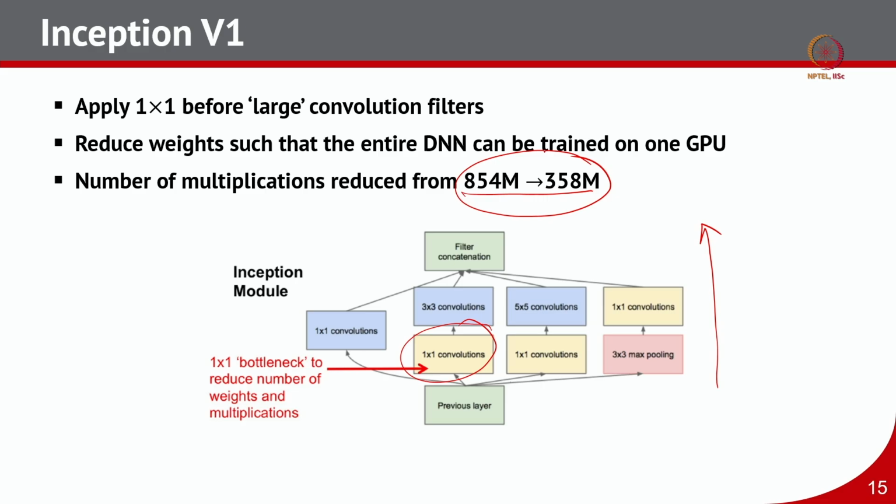Because if the number of multiplications is reduced, then the training time will be less, as well as the inference time, but the output will have the same quality, or the inference accuracy will be similar, right.